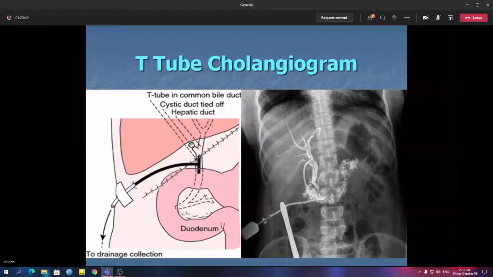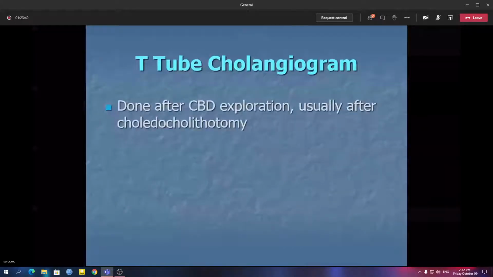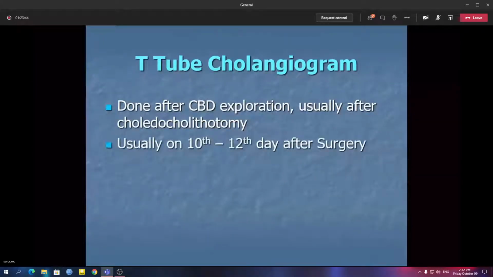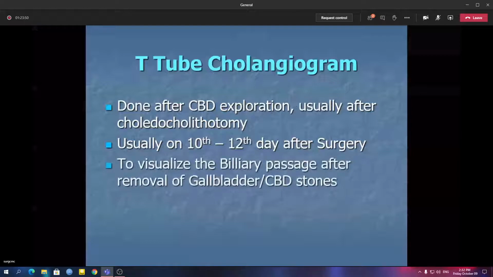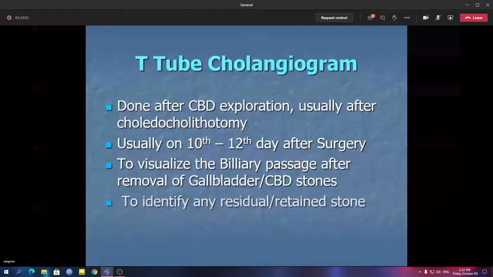So T-tube cholangiogram is done on which day? It is done after CBD exploration. It is usually done on the 10th or 12th day after surgery. Please remember the day. It is asked in the exam. It is done to visualize the biliary passage and identify residual and retained stone.